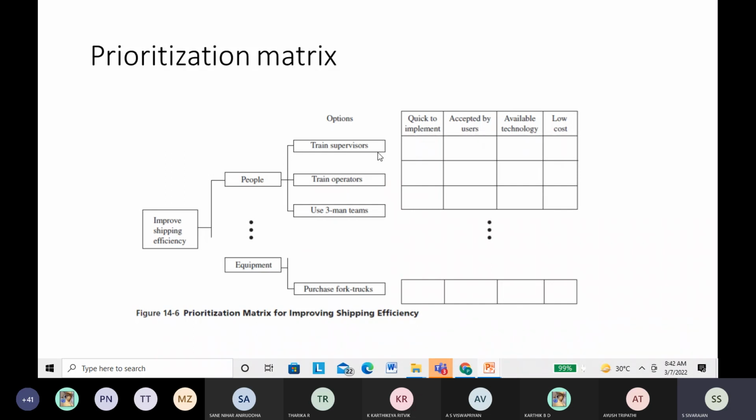Quick to implement. That is very important. Training of supervisors, whether purchasing is quick. Then available technology. What is available? Then low cost, of course, is very important. And now you have to put some weightage. That is important. It is very similar to a matrix, but we are trying to prioritize.